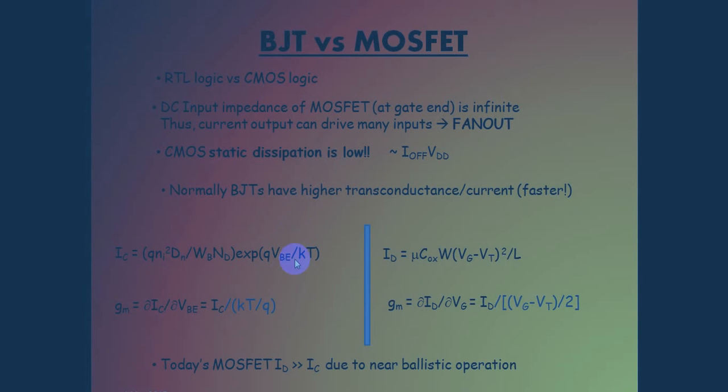In BJTs, they have a higher transconductance. You can see here the comparison is made in terms of the transconductances of a BJT and a MOSFET. In terms of BJT, this particular term kT by q is present. In MOSFET, the term is (VG minus VT) by 2. Obviously, since the difference is taken between the gate voltage and the threshold voltage, its value is much less as compared to the transconductance of a BJT. In today's MOSFETs, the drain current is very much higher for fast switching circuits that require a ballistic operation.